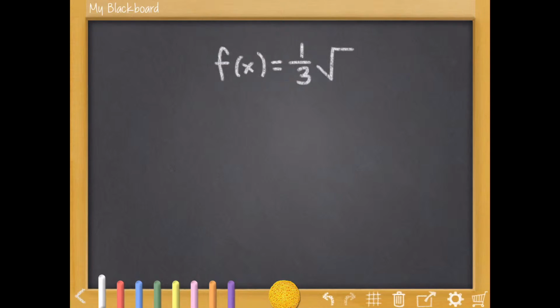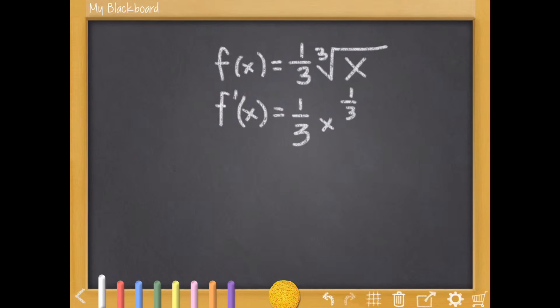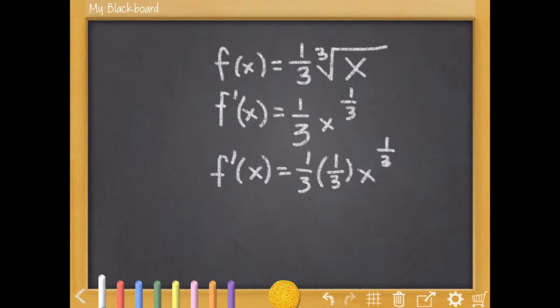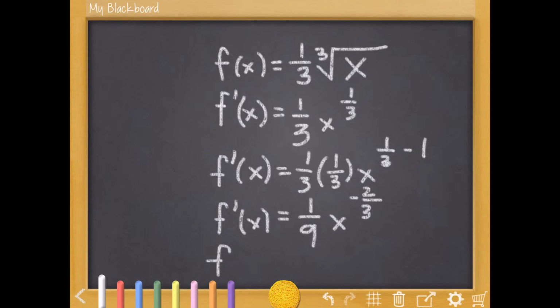Next example, given f of x is equal to 1/3 cube root of x, f of x is equal to 1/3 x raised to 1/3. F prime of x is equal to 1/3 multiplied by 1/3 x raised to 1/3 minus 1. So its derivative is 1 over 9 x raised to negative 2/3. So f prime of x is equal to 1 over 9 cube root of x squared.